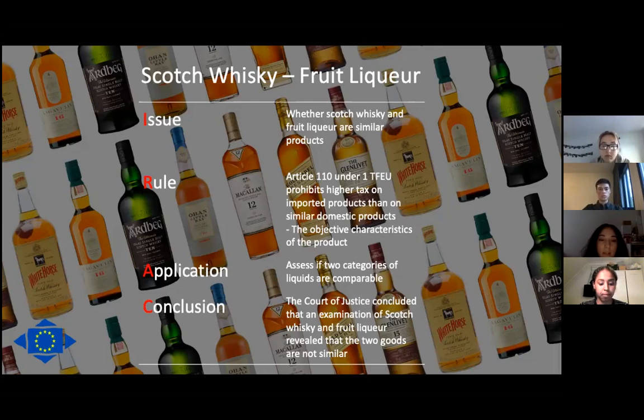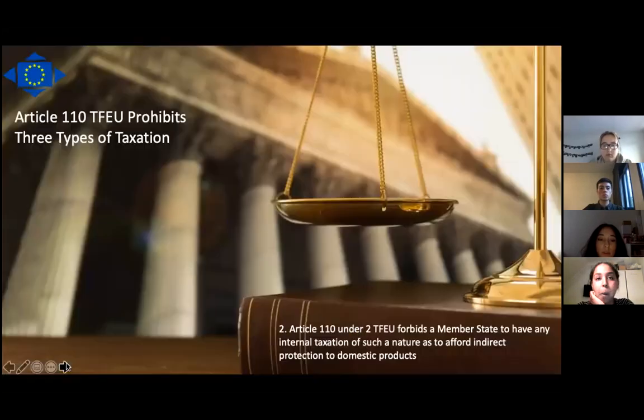And another factor to consider to determine whether two items are comparable is also whether the products have similar characteristics and meet the same needs from the point of view of the consumers. Moreover, an additional type of taxation in this article is that it forbids a member state to have any internal taxation of such a nature as to afford indirect protection to domestic products.